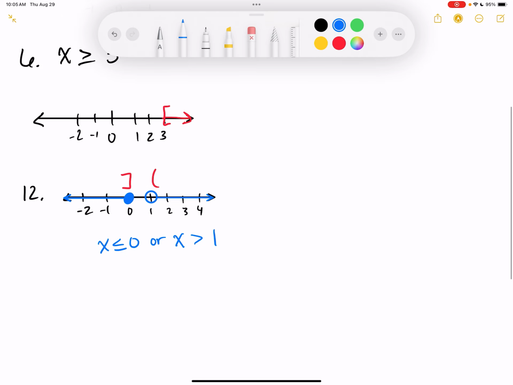Be quiet, Zach. Philip, you do that. 14, just same kind of thing. They give us a graph, increments of 3 from -6 to 12.